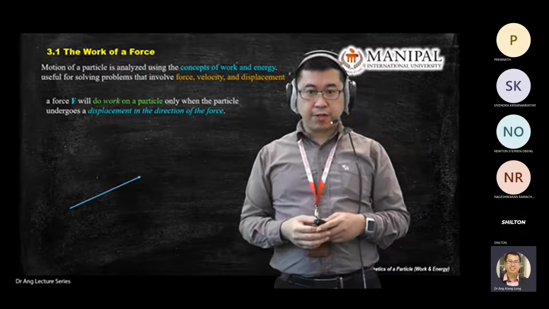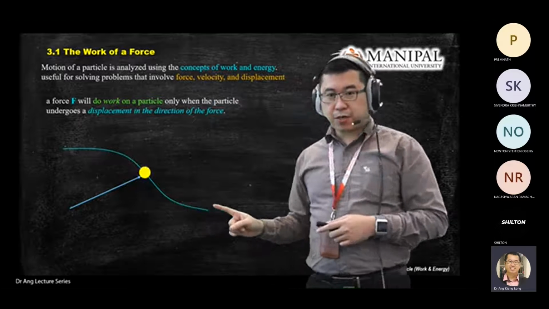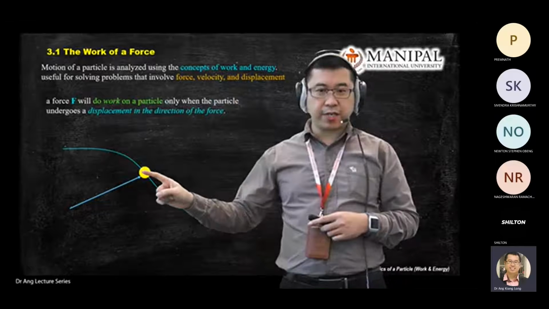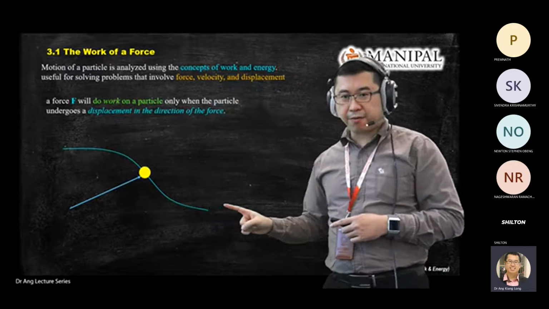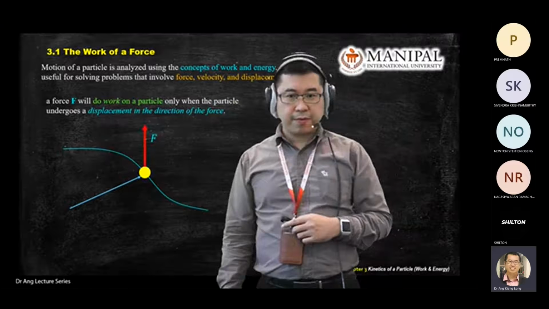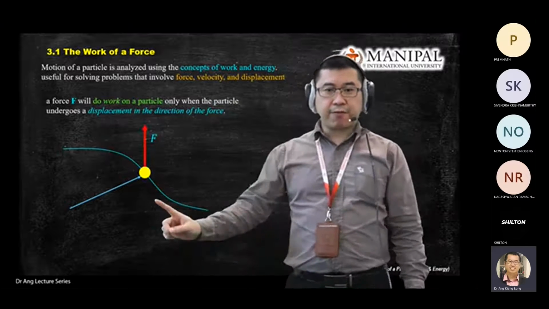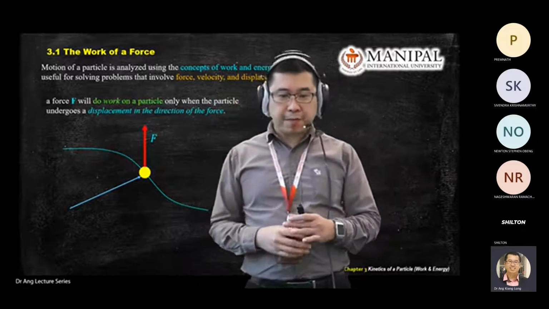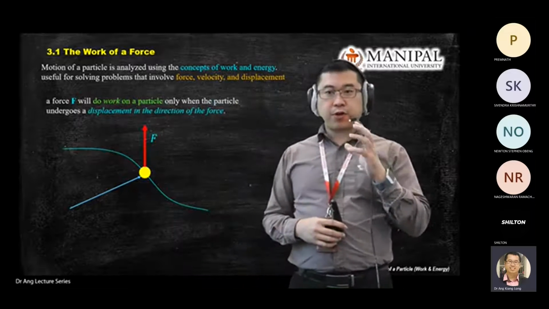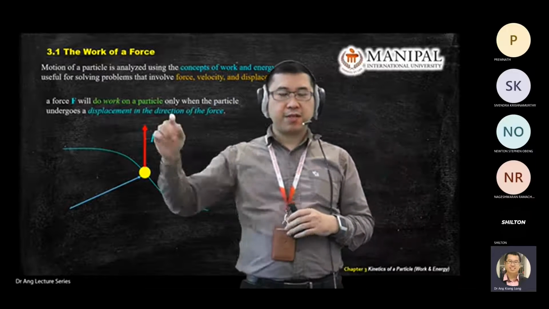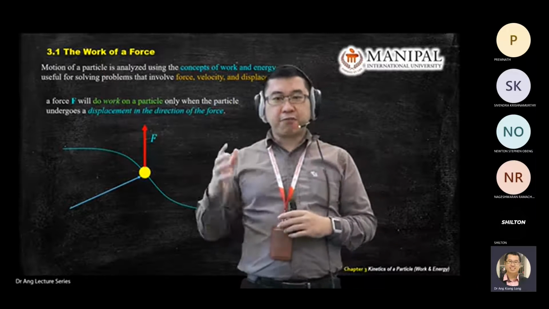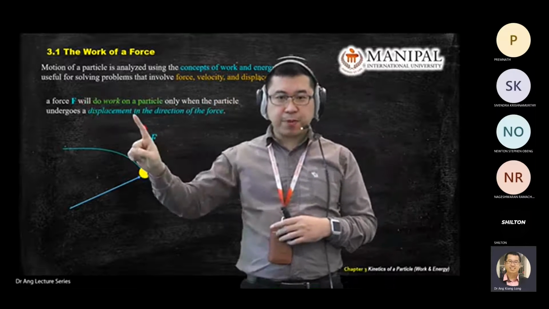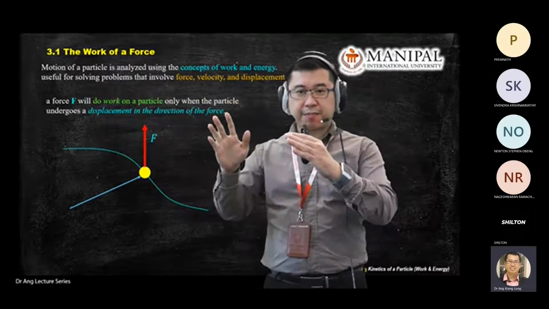For example, if you have a particle moving in a pathway, this red arrow dot here is a particle moving in a path on this earth. Let's say you have a force acting on this object. Before we move forward, we focus on work. Work is a product of force and displacement. Both force and displacement must be in the same direction.